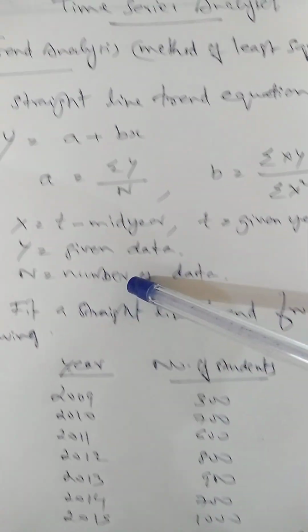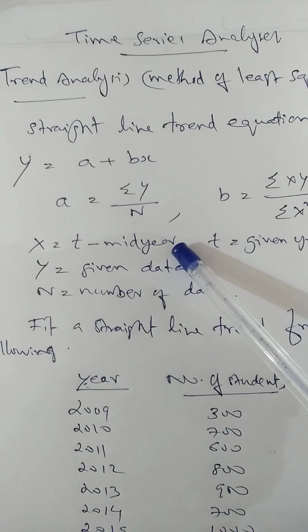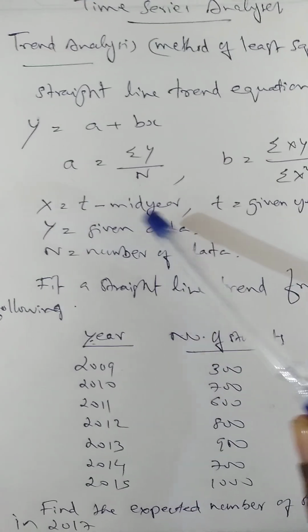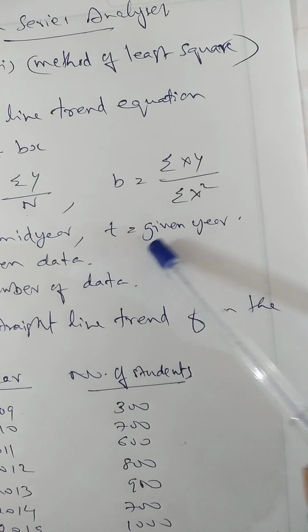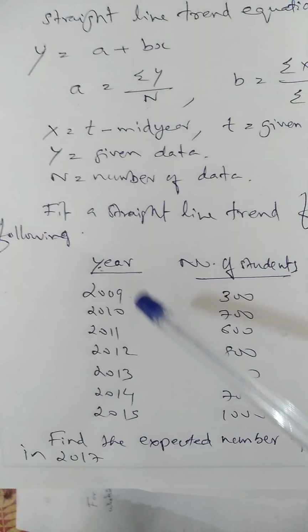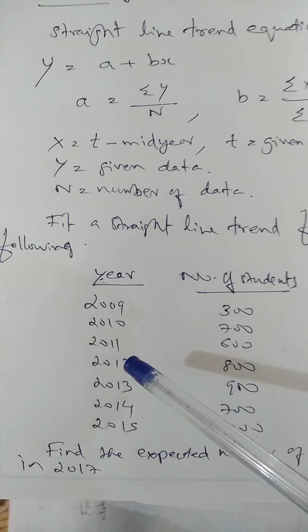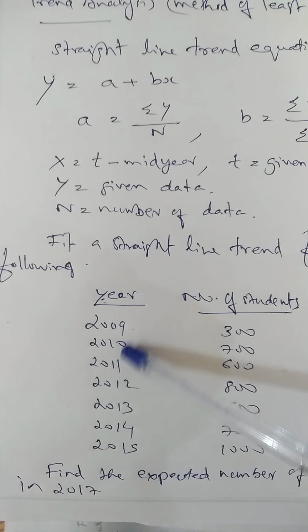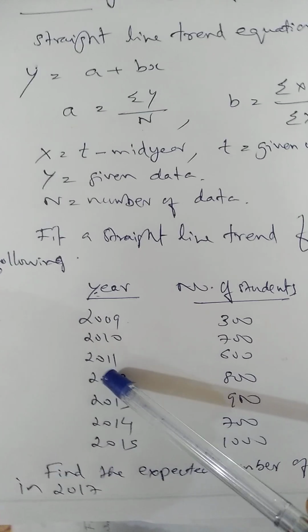See, here I told you x is equal to t minus mid-year. We have to find the x value by using this formula, t minus mid-year. T means the time or years given here. It is marked by t is equal to given year. So some years are given. We have to take the mid-year of this. Here 7 items are there, isn't it? So the mid-year is 2012. Means above 2012 there are 3 years, and below 2012 there are 3 years. So 2012 is the mid-year.